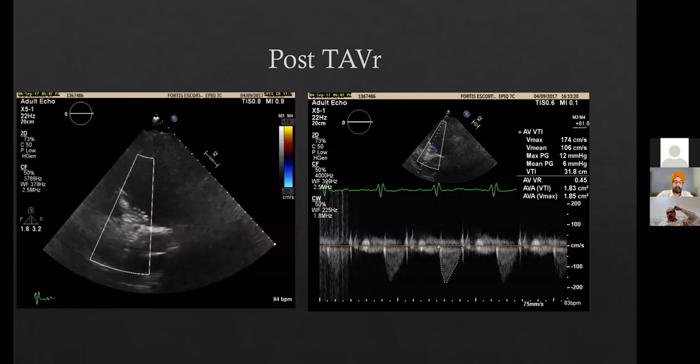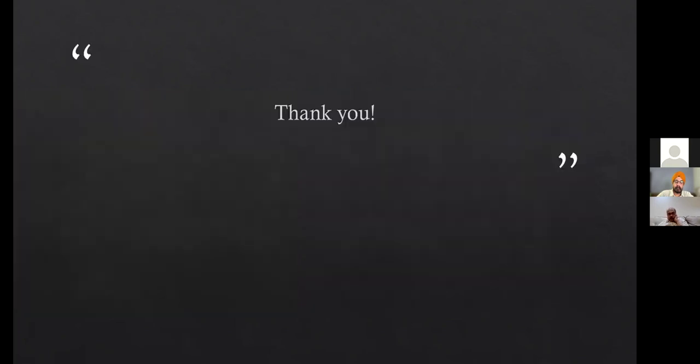And post TAVR, she did remarkably well. This is her PGs, which have come to max PG 12 and mean PG 6 with an aortic valve area which was 1.85 or thereabout. And she did very well.